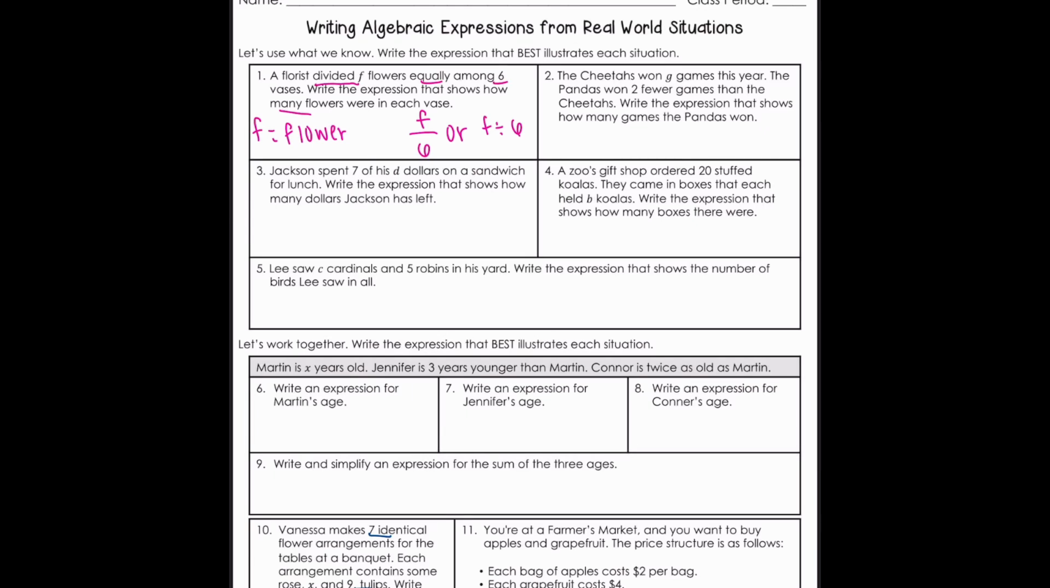It says Jackson spent 7 of his D dollars on a sandwich for lunch. Write the expression that shows how many dollars Jackson has left. Okay, keyword is left there. We are thinking about subtraction. Okay, so we're going to let D represent the money spent. Okay, and we don't know how much he had, let's not let that be what that represents. D is going to be the dollars.